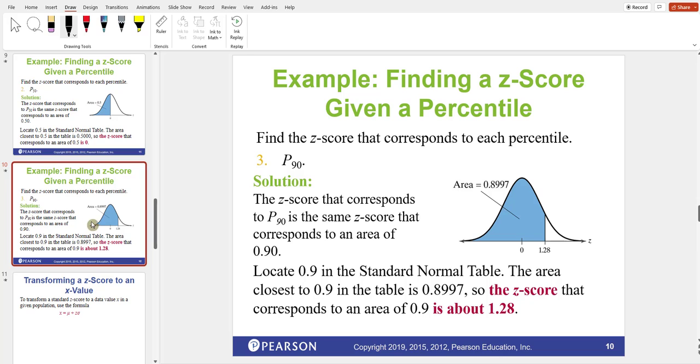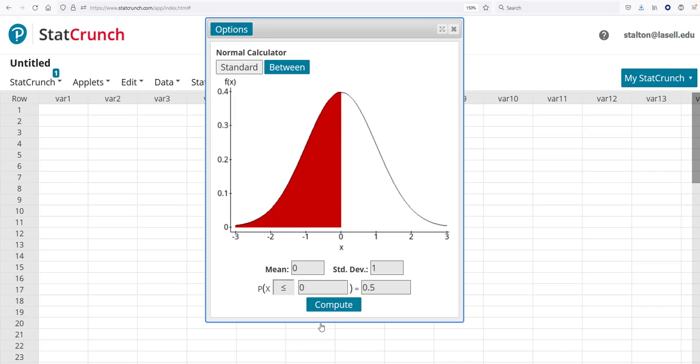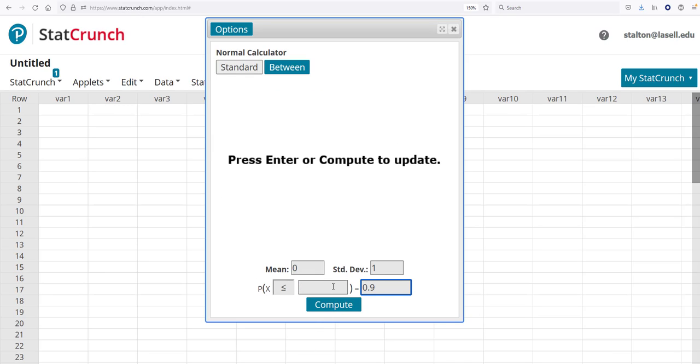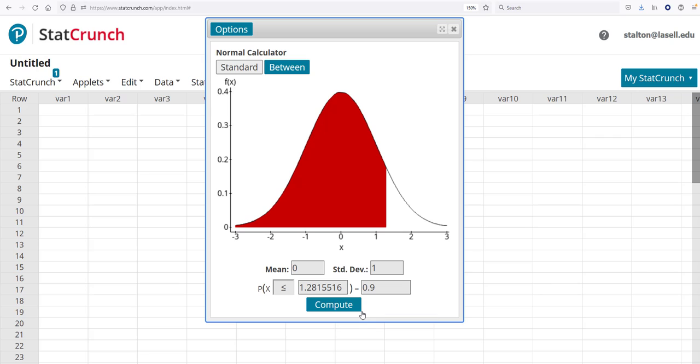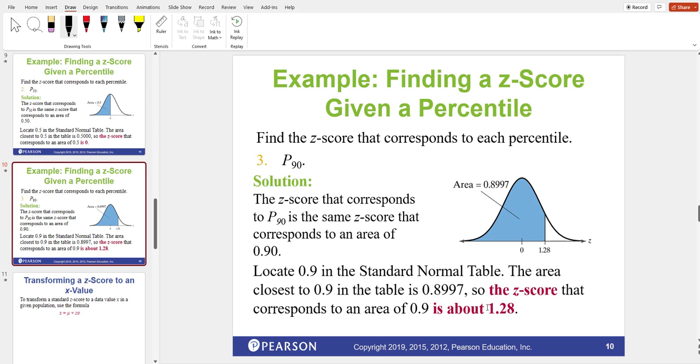Okay, let's do one more. This time we want P90. We want the area to the left of the z-value to be 0.9. Okay, so go ahead. I'm going to put 0.9 here, hit compute. I get 1.28. And that's what we got here, 1.28. Now when you use the table, you may not get to exactly 0.9. You want to get as close to the area as possible without going over. And the closest you can get with the table is 0.8997. That's in the body of the table. But once again, that's if you wish to use the table.